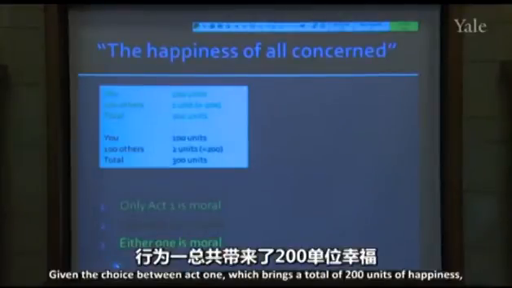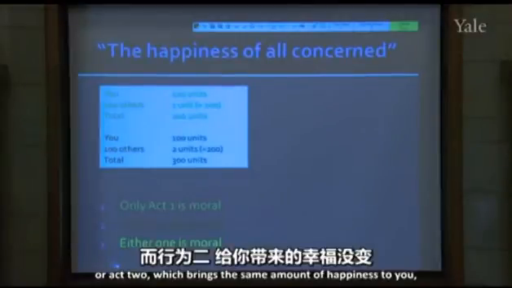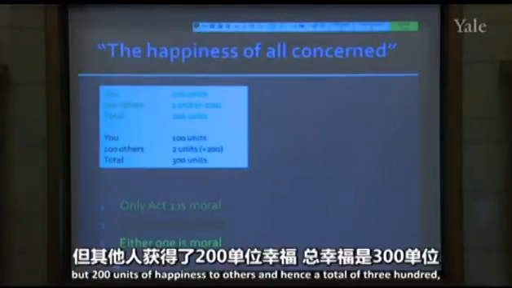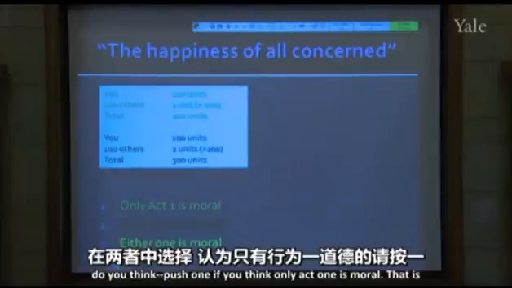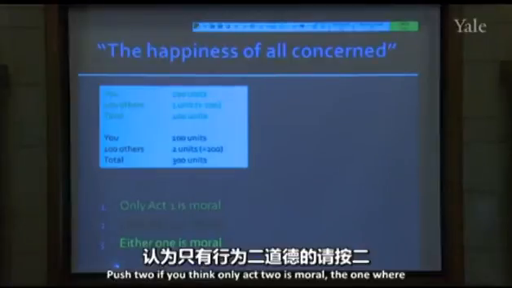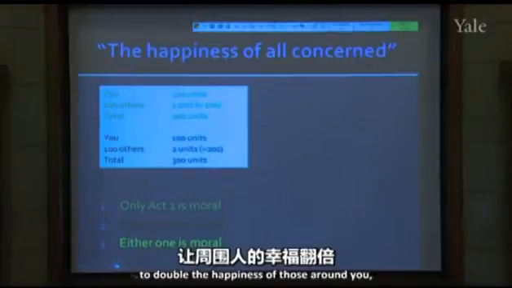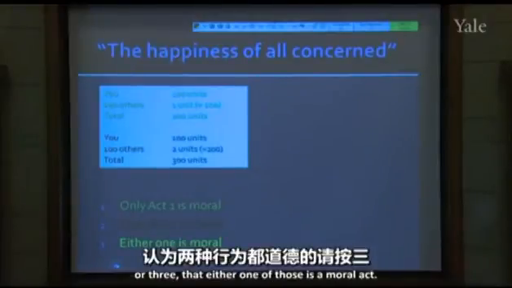Given the choice between Act 1, which brings a total of 200 units of happiness, 100 units for you, and 1 unit for each of 100 other people, or Act 2, which brings the same amount of happiness to you, but 200 units of happiness to others, and hence a total of 300, do you think, push 1 if you think only Act 1 is moral, that is, only the one where you get 100 units and everybody else gets 1, push 2 if you think only Act 2 is moral, the one where you redirect your fan slightly or whatever it is that you do to double the happiness of those around you, or 3, that either one of those is a moral act.